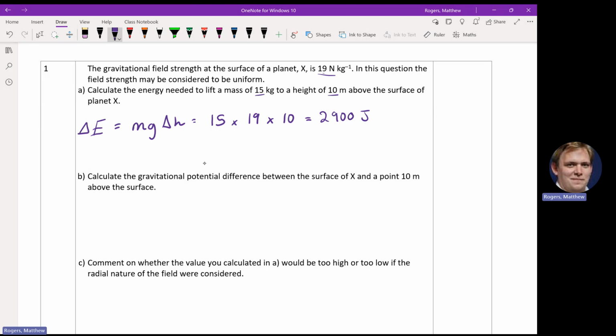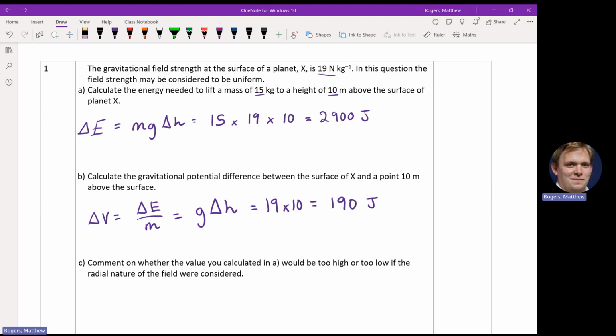Calculate the gravitational potential difference between the surface of X and a point 10 meters above the surface. So we know that the gravitational potential is the energy per unit mass. And so the difference in potential should just be equal to the difference in energy divided by the mass. In other words, in this particular case, it should just be g times the change in height. So we could take our previous answer and divide it by 15, or we could start again and just do 19 times 10, which tells us it's 190 joules per kilogram.